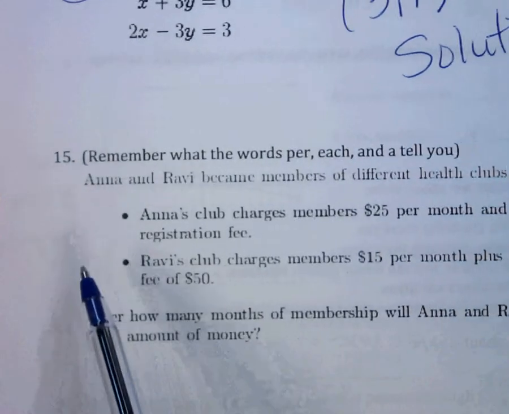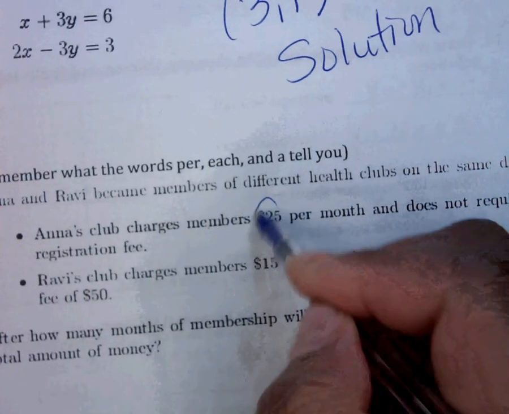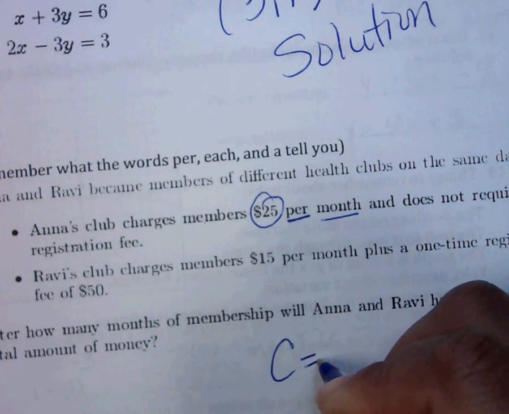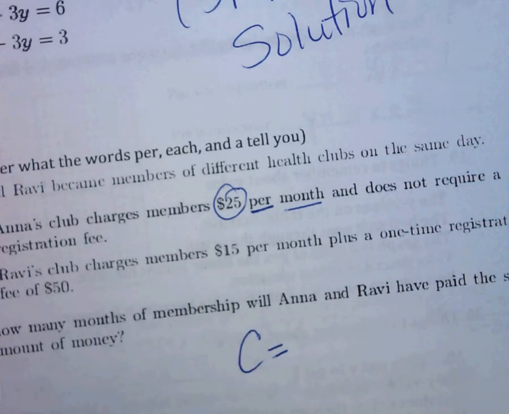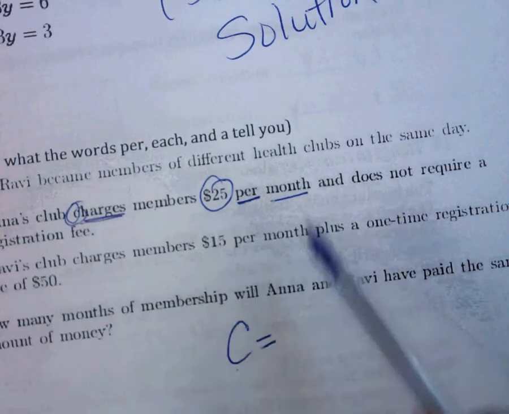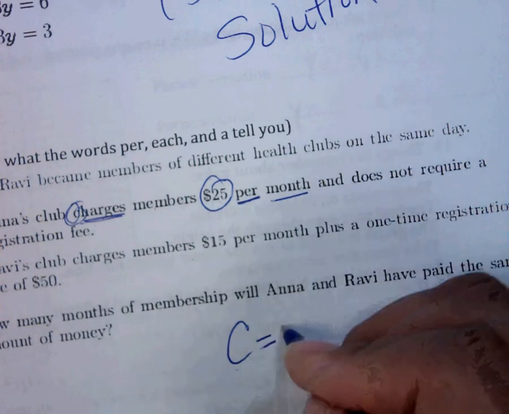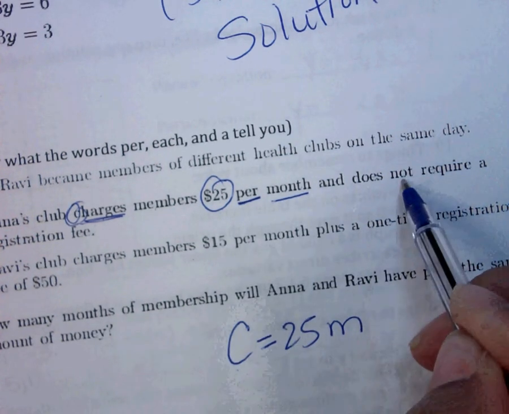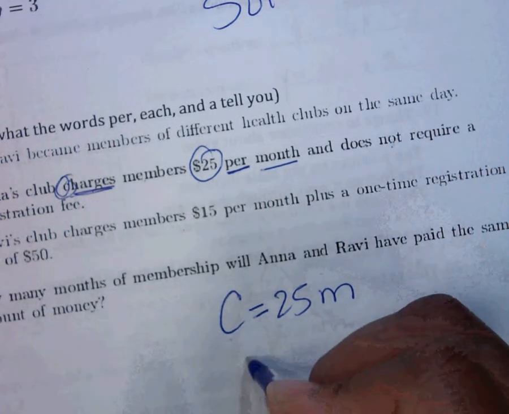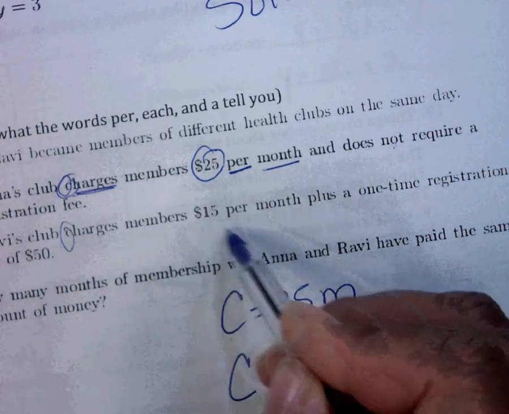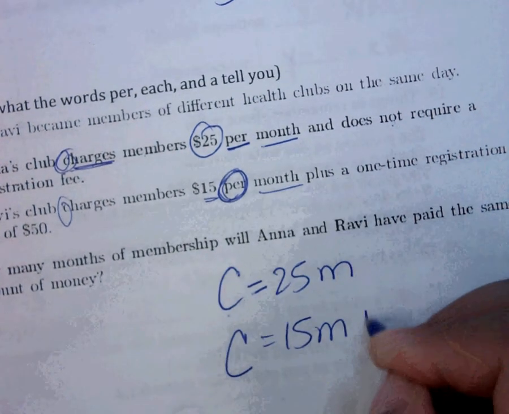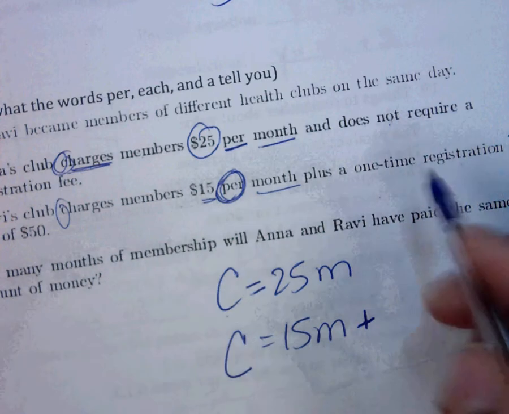Number 15. Okay, word problem. 25 per month. That is the 3-minute warning, because we have 3 minutes before class starts. So let me hurry up and finish. C for charge will equal 25 per month, 25M. No, it does not require a registration fee. So I'm done. It charges C 15 per month plus a one-time registration fee of $50.